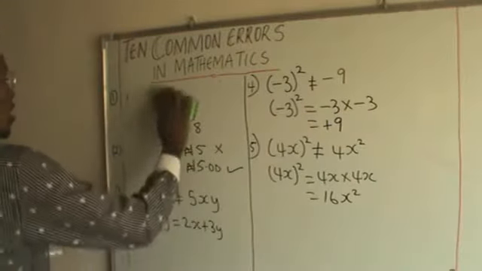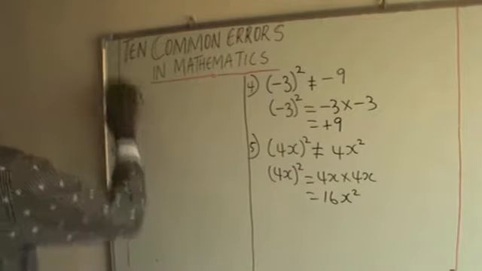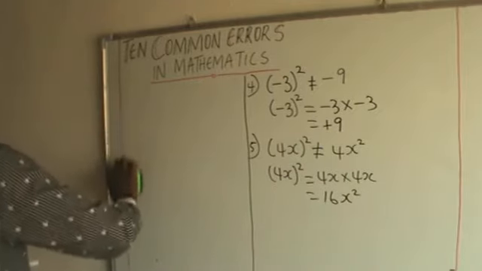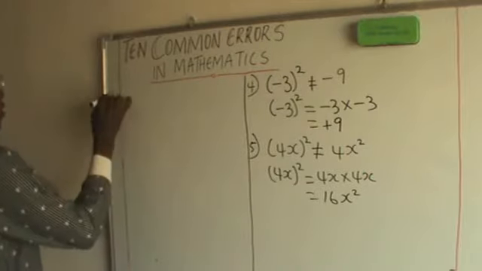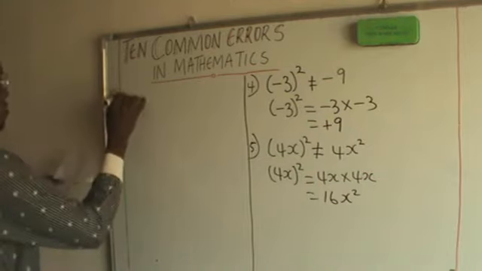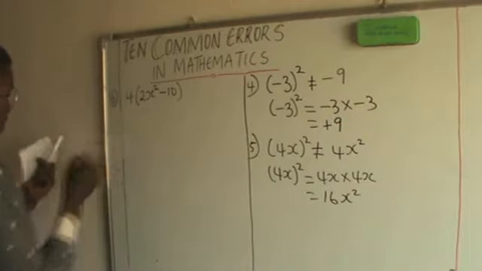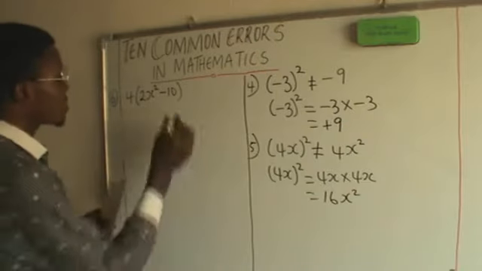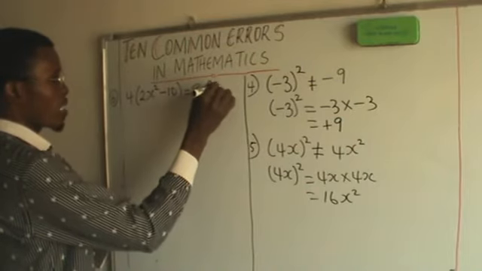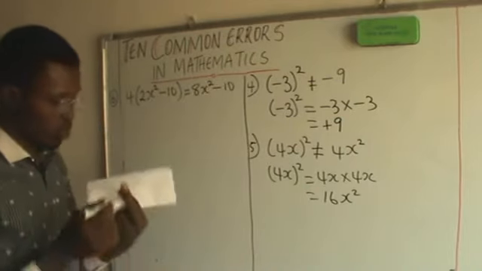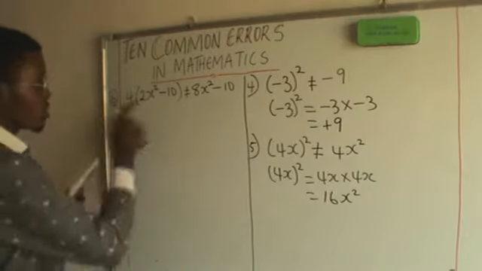Going to the 6th error noticed, which is the distributive law in expansion of brackets. Right? The 6th, we have a problem like this: 4 into bracket 2x squared minus 10. Many learners express this as 8x squared minus 10. Is this correct? No. 4 has not been distributed evenly.